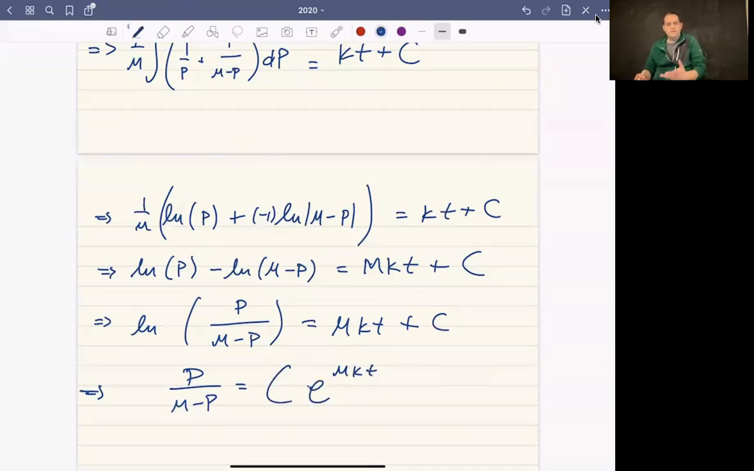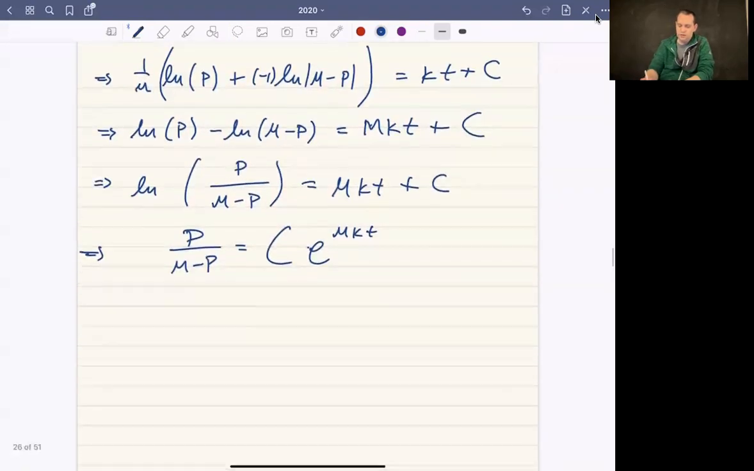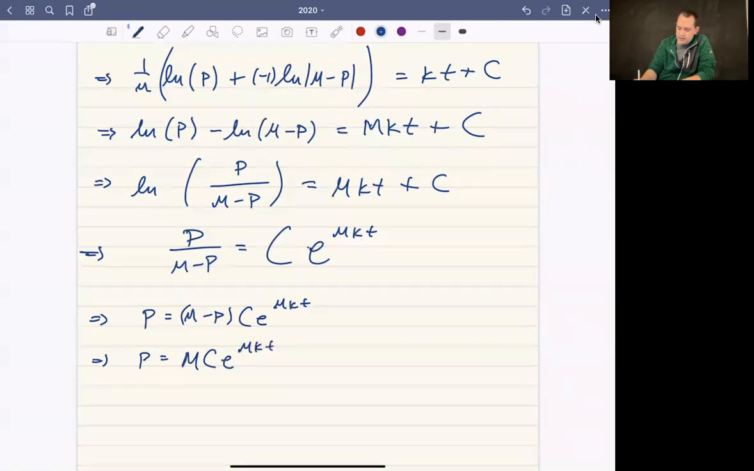And then we want to solve for p. There's a few different ways to do this. So one way is, let's just do it straightforward. We don't need to be tricky. Let's just multiply both sides by m minus p. So p is m minus p times this quantity, c e to the mkt. And then multiply, so we have mc e to the mkt minus pc e to the mkt.